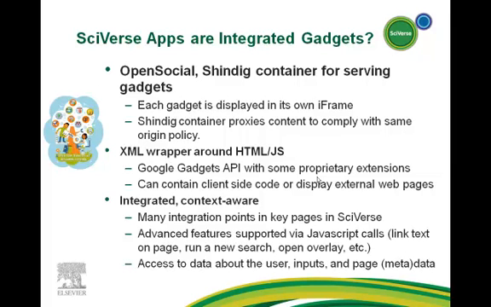SciVerse applications are really just gadgets which are integrated into key locations in the SciVerse product suite. Each gadget is rendered in its own iframe by the Shindig container. The extensions provided by the SciVerse framework allow the gadgets to access data about the page as well as interact with the page. For example, a gadget can access the search terms entered by a user, run a search against an open API, and display the results in a pop-up window on the page.